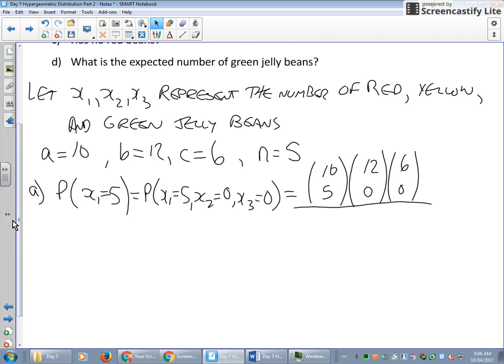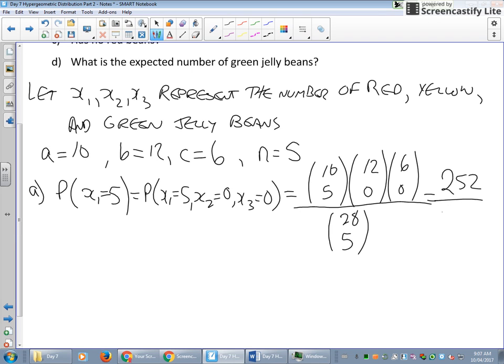How am I going to calculate the total number of ways that I could draw 5 jelly beans from this bag? Choose how many? Choose 5. And there are 10 plus 12 plus 6, 28 jelly beans in total. And that amounts to 252 over 98280.